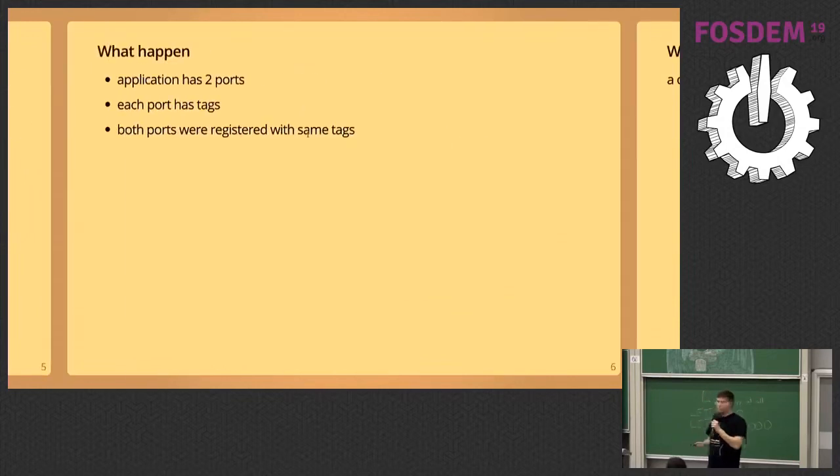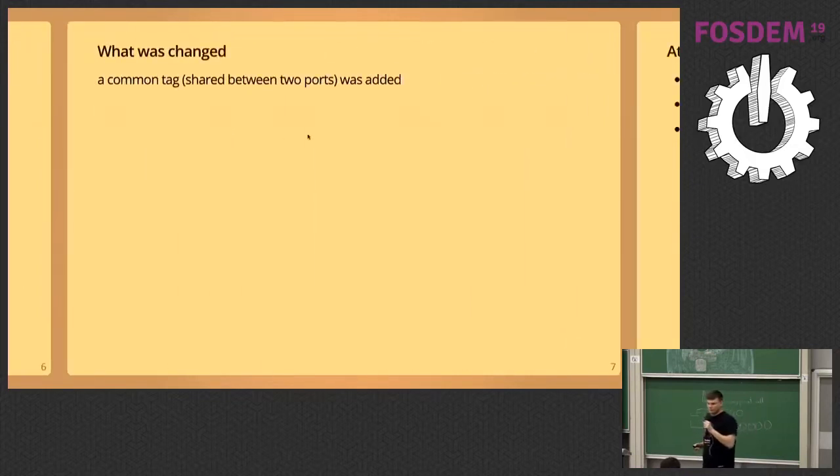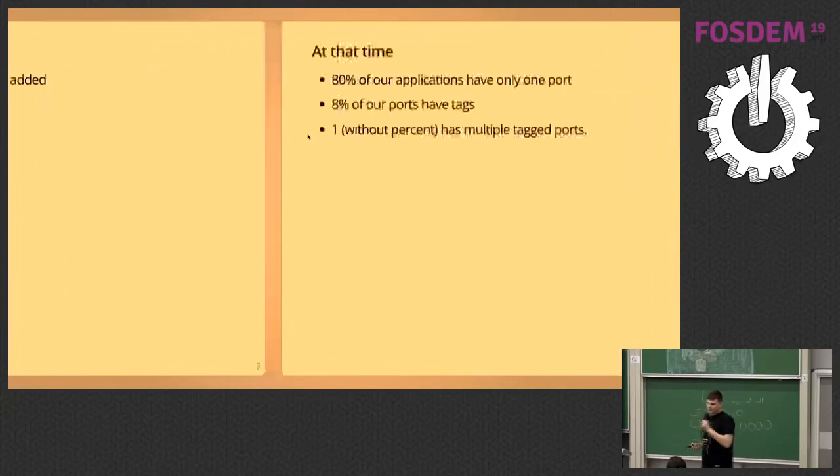So what has happened? This application has exposed 2 ports, one for admin and one for the rest of the world. Each port has tags, and both ports were registered with the same tags. Because both were tagged with the same tags, one port disappeared from Consul. So what has changed? Because this service was deployed many times a day, one tag had been appended.